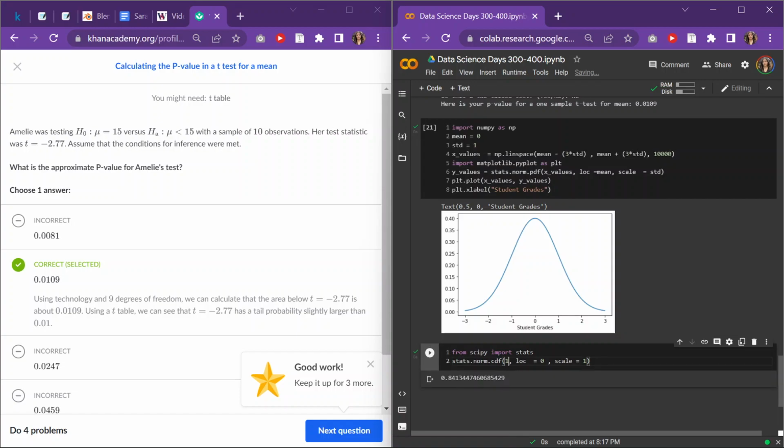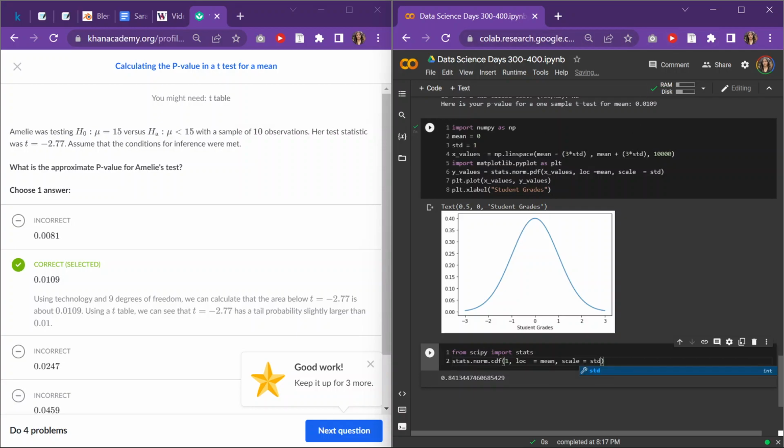84% of the students got a 1 or higher. Does that make sense? Right, because this is supposed to be the mean, and this is supposed to be the STD.